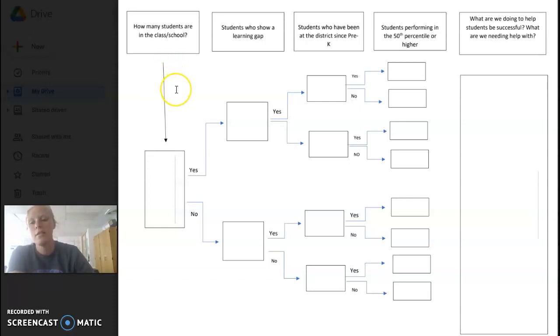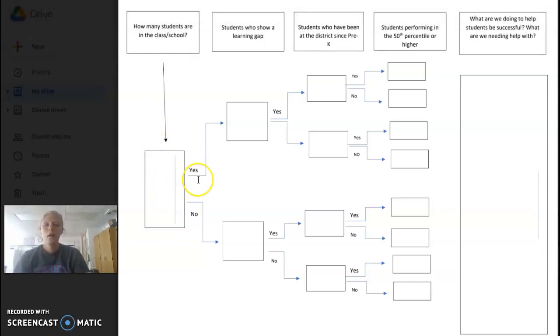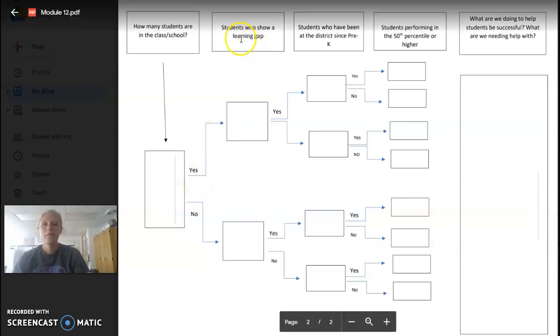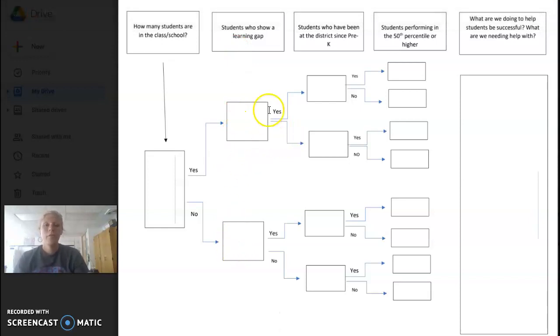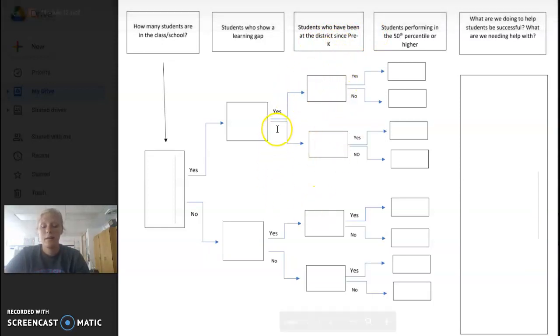So what's nice about this, you could look at it versus a class or school. So number one, finding how many people are in your class or in your school. Do the students show a learning gap? Yeses go here, nos go here. Then from our yeses, we'd go into students who have been at the district since pre-K. Again, yes, they have, no, they have not. And I see I missed a no there.